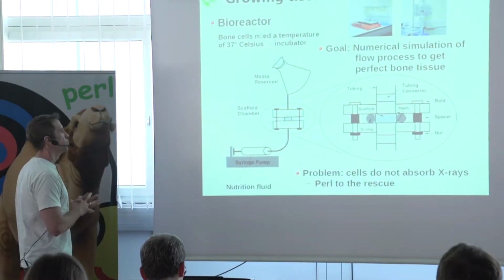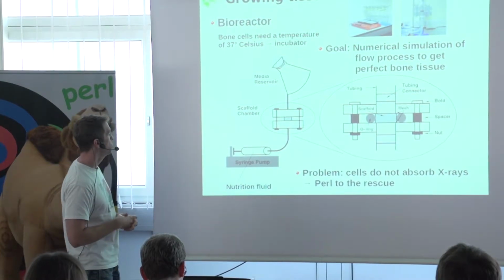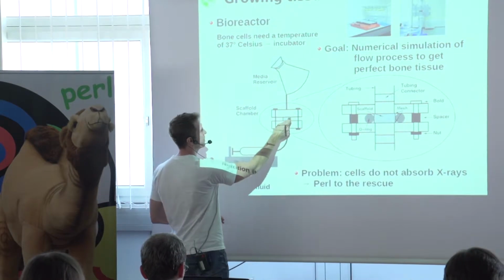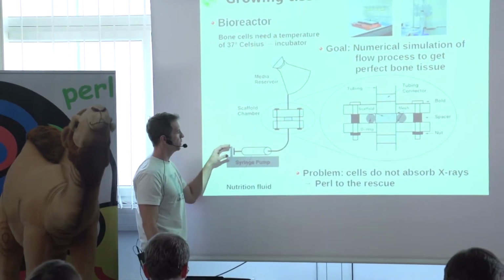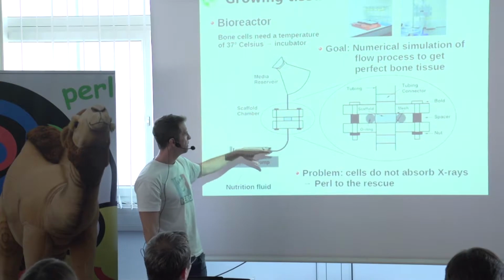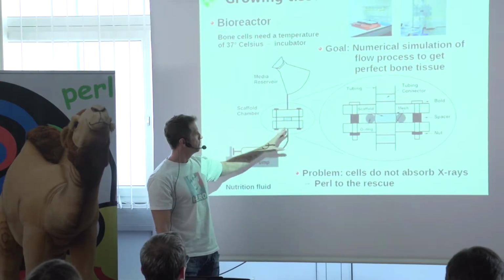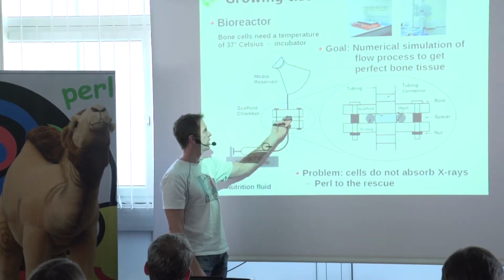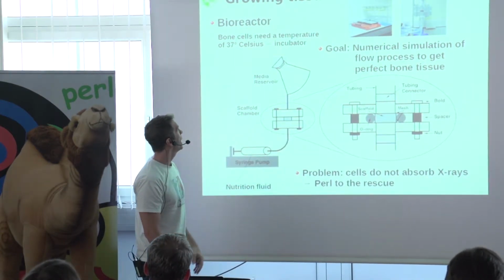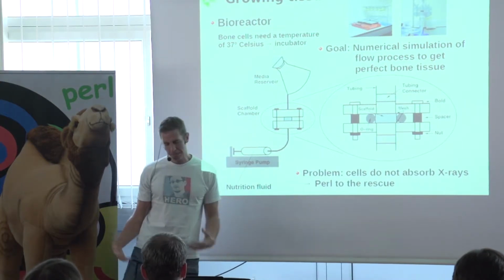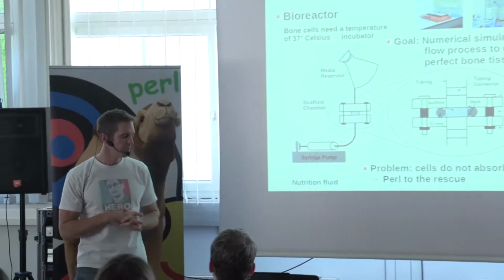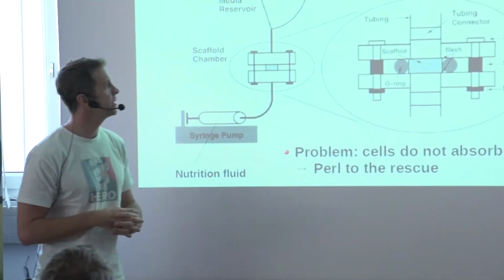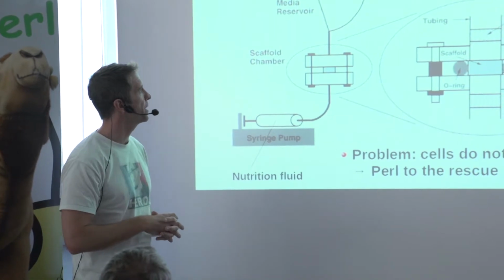So as I said, we use a bioreactor to grow our bone. This is the bioreactor. In here we put our cell-seeded scaffold. We have a syringe pump where the nutrition fluid is. We pump it through this scaffold, so the cells grab the nutrition, produce waste products, and they're pumped through. And as you know, the body only works properly at 37 degrees Celsius, so all this has to happen in an incubator.